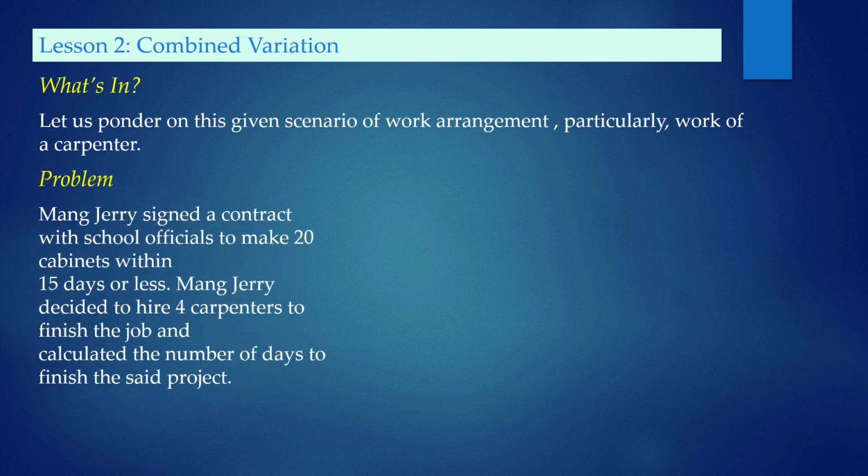The given problem here is, it says, Mang Jerry signed a contract with school officials to make 20 cabinets within 15 days or less. And Mang Jerry decided to hire 4 carpenters to finish the job and calculated the number of days to finish the said project. So, naay mga foreman. Si Mang Jerry usa ka foreman.